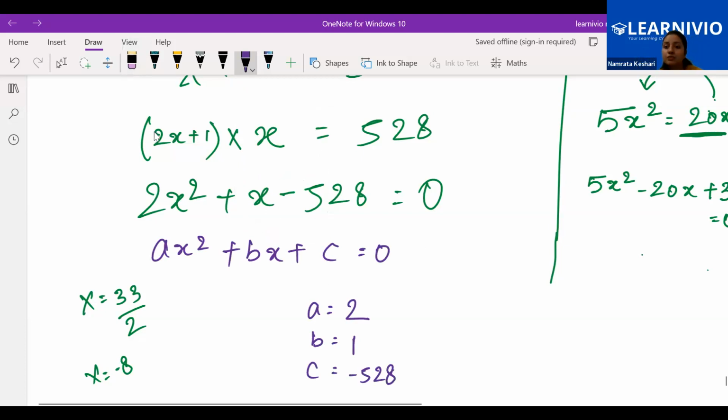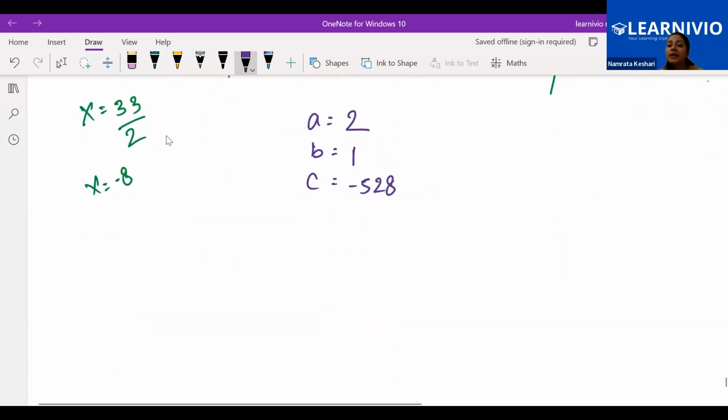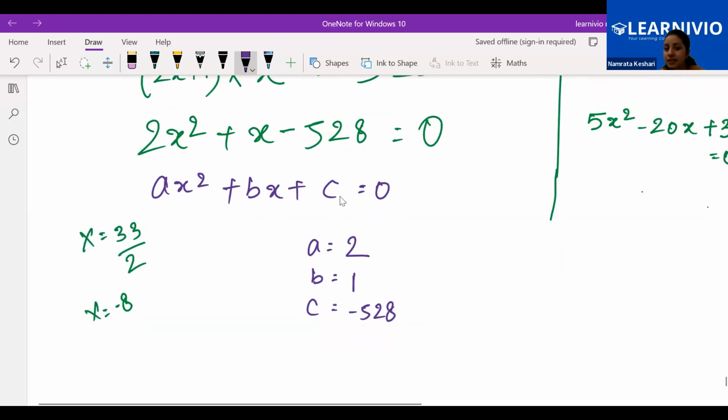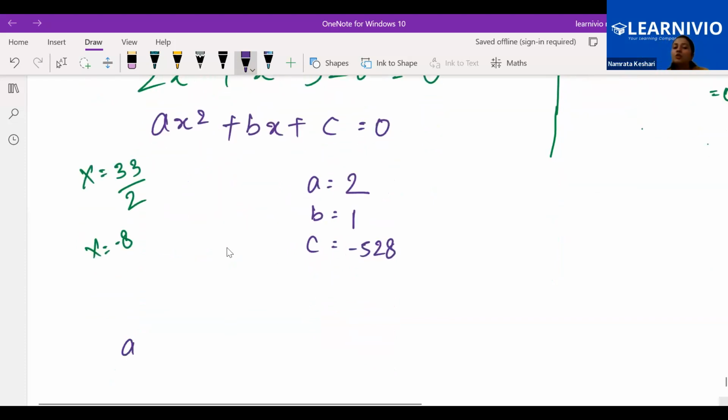Okay. First, what are we going to do? We are going to multiply a and c. I always say that first do the multiplication of a and c. Don't just take c and start splitting c. No, that is not the rule. Do the multiplication of a and c first. Even if a is 1, keep in mind that first thing first we have to multiply a and c. The sign doesn't matter. We just have to multiply these two numbers.